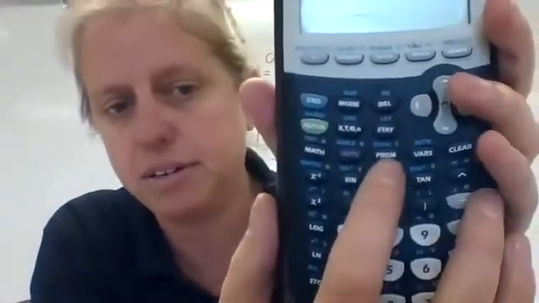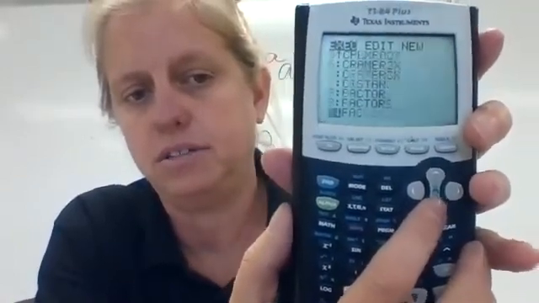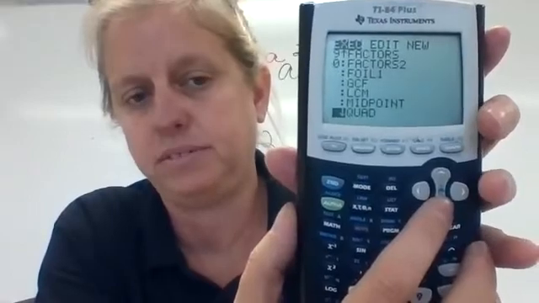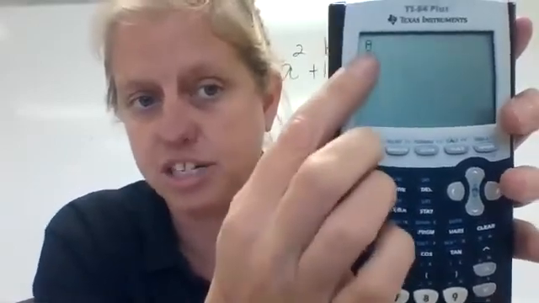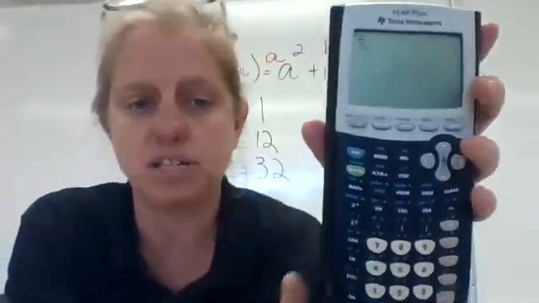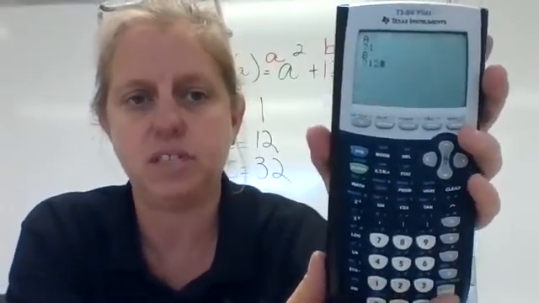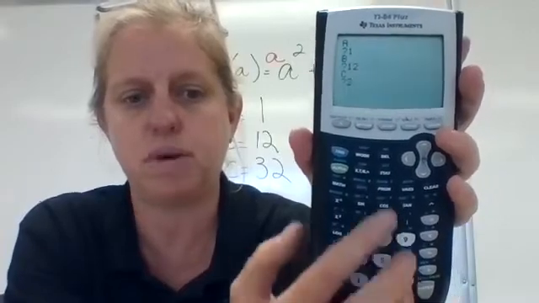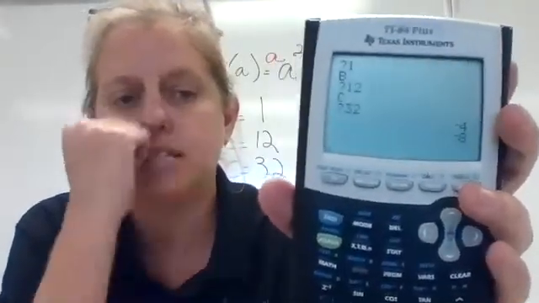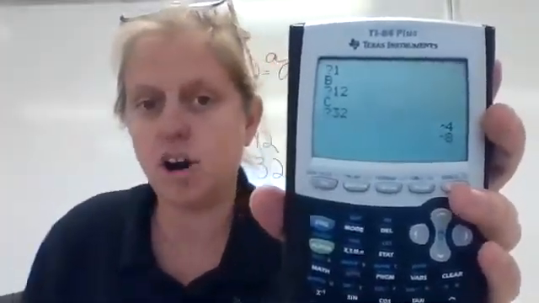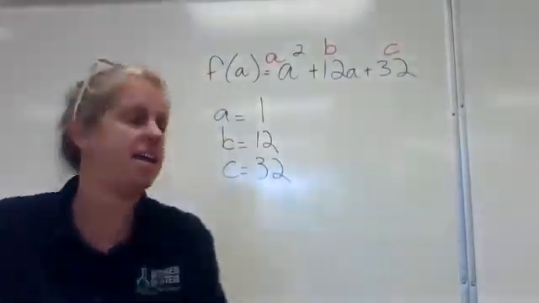So hit your program button and go down to quad. Hit enter, and hit enter again. It's going to ask you, what's your A? Well, my A is positive 1. Enter. My B is positive 12. Enter. And my C is positive 32. Enter. So my solutions to this, or my zeros to this problem, are -4 and -8.